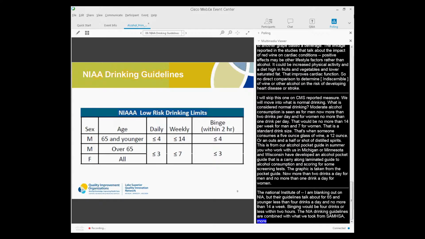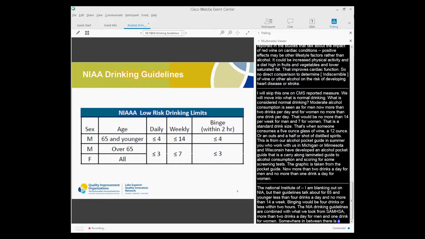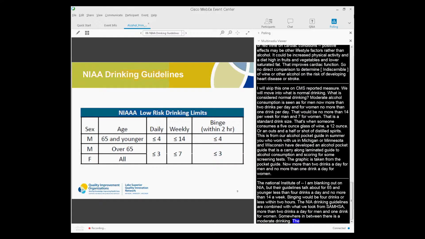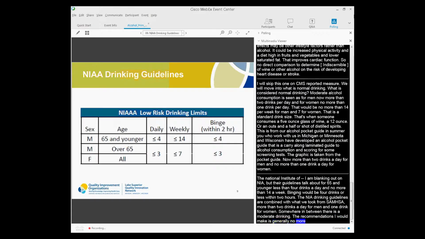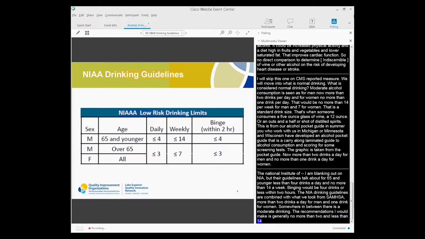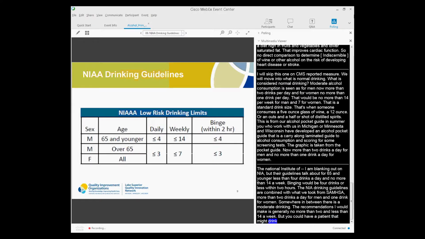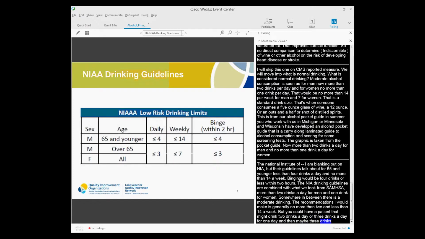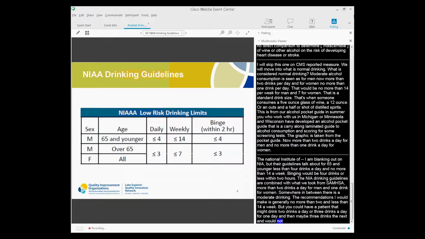So the recommendation that I always make is generally no more than 2 a day and less than 14 a week. But you could have a patient that might drink maybe 2 drinks a day, or 3 drinks a day for one day, maybe 1 drink a day the next, maybe 3 drinks a day the next, and still wouldn't necessarily be in the hazardous or risky range. And we're going to get to that in just 1 second on the risky guidelines.